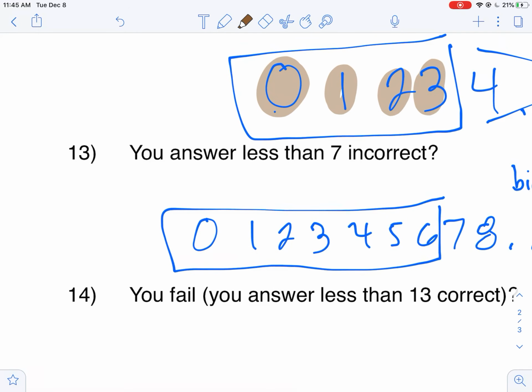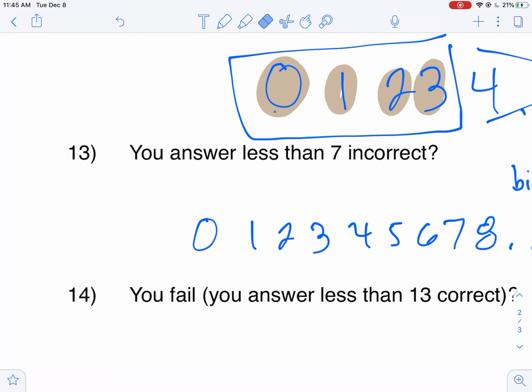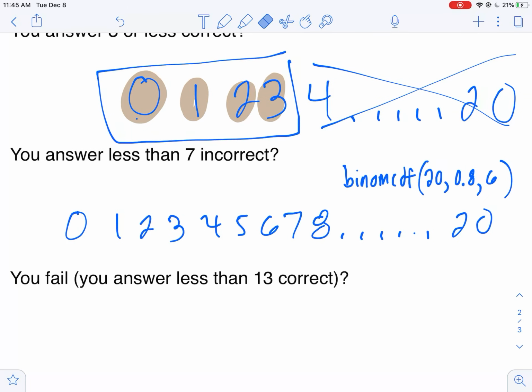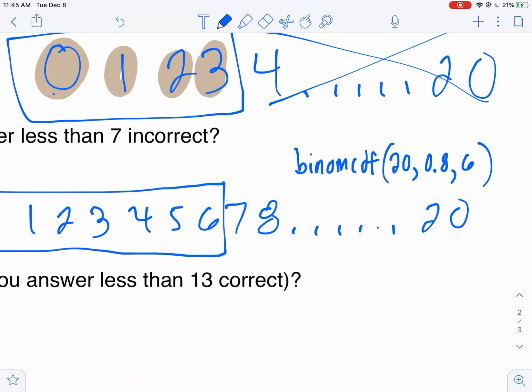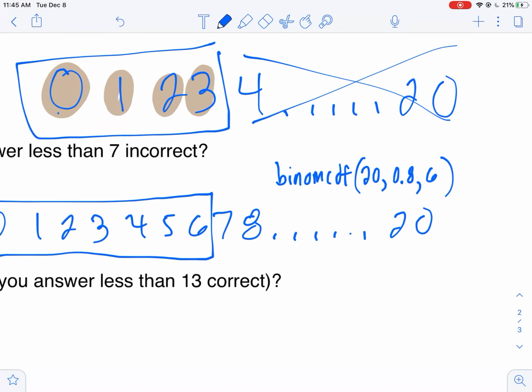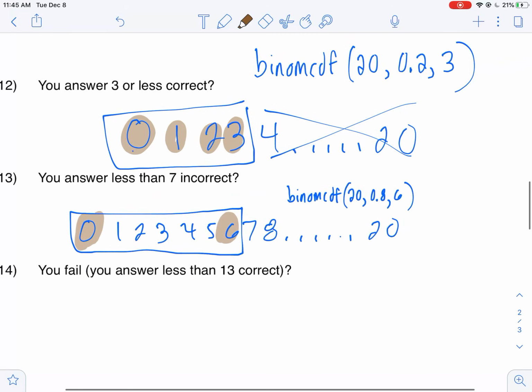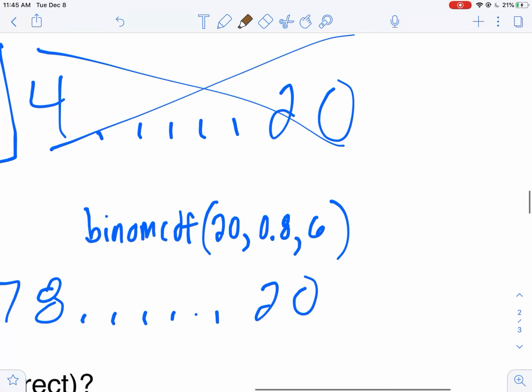Here's one where people make a lot of mistakes, these types of questions. It says answer less than 7 correct. So you notice what I did was I did 1, 2, 3, 4, 5, 6, 7, 8, all the way up to 20. It says less than 7. So which ones do I need? 6 is less than 7, all the way down to 0. These are the ones I need. I don't need 7 all the way up to 20 because it says less than 7. So I end up going with binomcdf here because what that does is it says we'll start at 0 and we'll go all the way up till whatever number you give us, which is 6. We'll add those probabilities for you and we'll give you that answer.